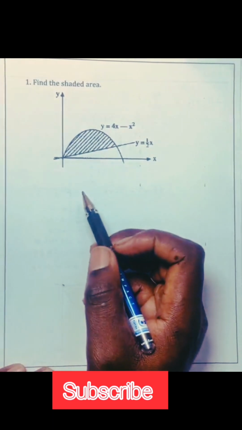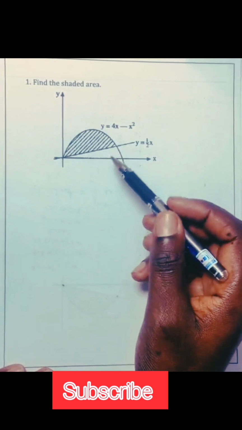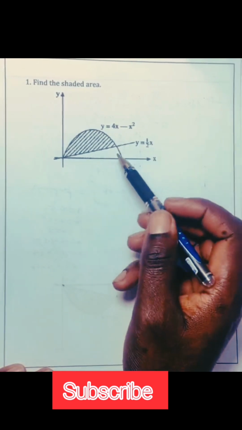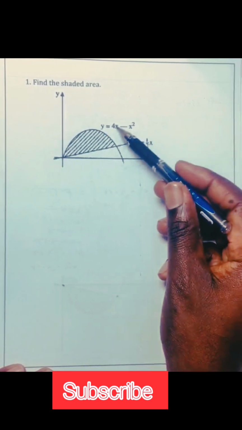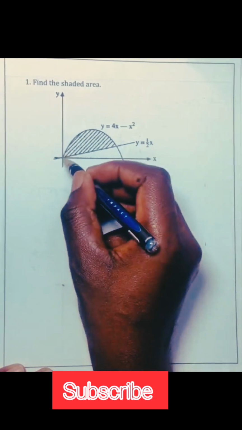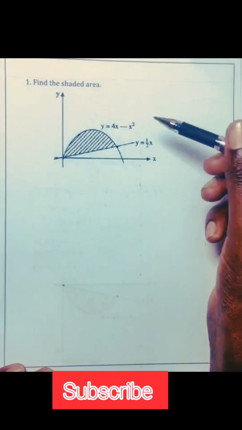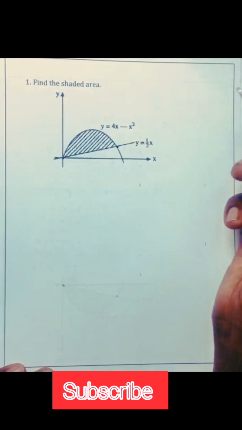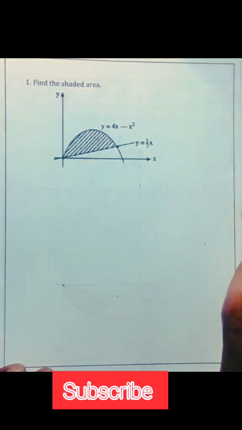Find the shaded area. For us to do that, we are going to apply integration. We are going to look for the points of intersection between these two curves, that one and that one. So for us to get the points, this point and that point, we're just going to calculate the value of x here and the value of x there.